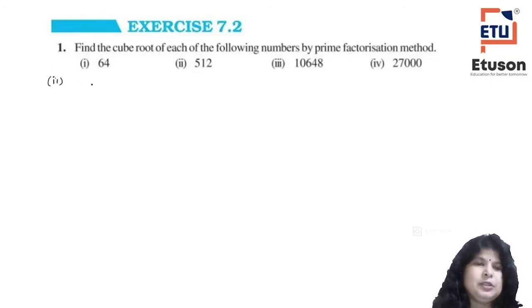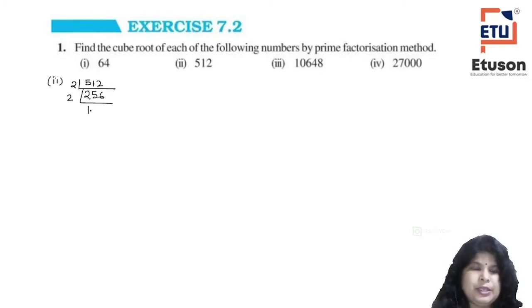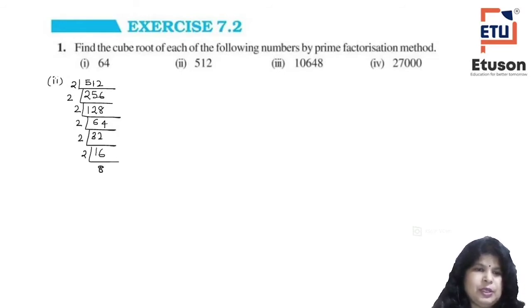So you have the number 512. Let us find out the prime factors of it. Divided by 2, you get 256. Divided by 2, you get 128. Divided by 2, you get 64. Divided by 2, you get 32. Divided by 2, you get 16. By 2, you get 8. By 2, you get 4. By 2, you get 2.